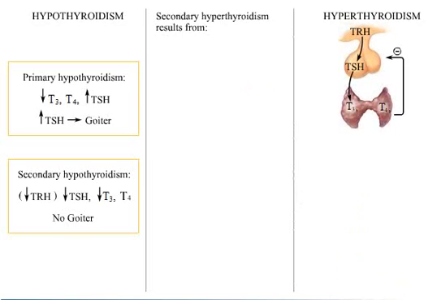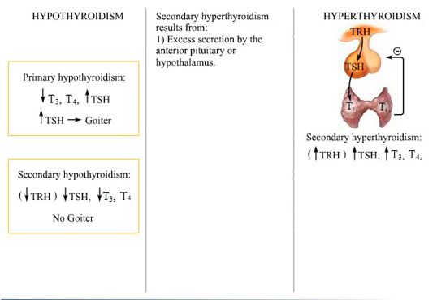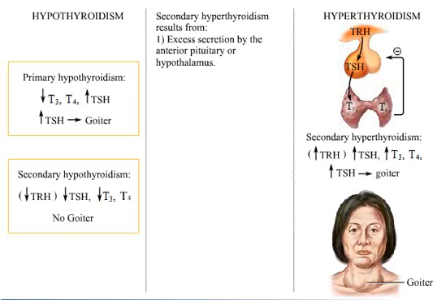Secondary hyperthyroidism results from excess secretion by the anterior pituitary or hypothalamus. In this condition, when thyroid-stimulating hormone, and possibly also thyrotropin-releasing hormone, levels are high, T3 and T4 levels increase. Because TSH levels are high, secondary hyperthyroidism will be associated with enlargement of the thyroid gland. Click Continue to see a summary of hyperthyroidism.